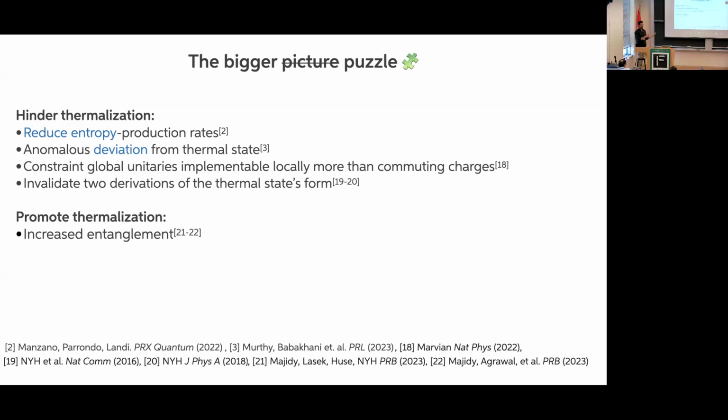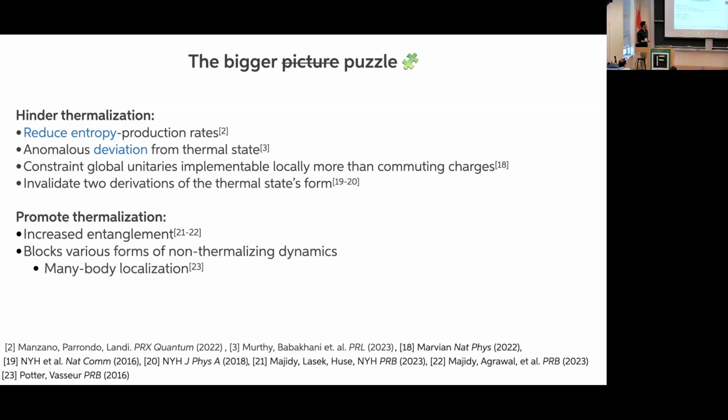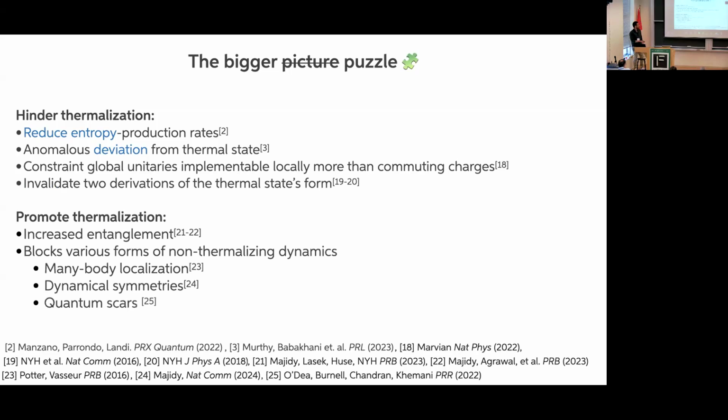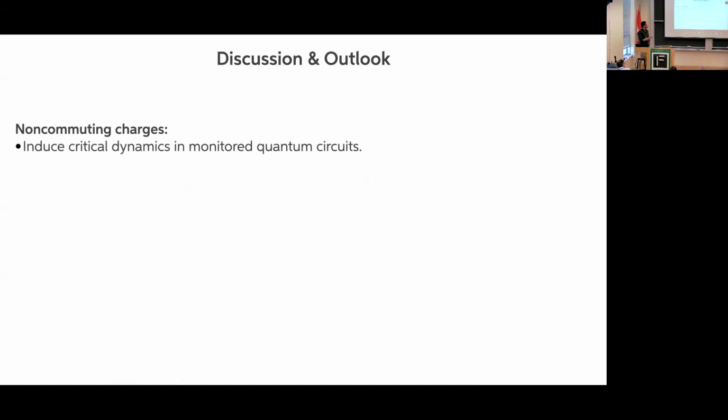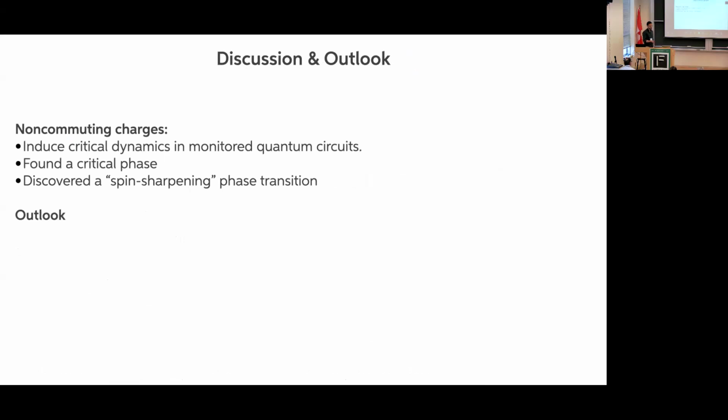On the other hand, we've seen the increased entanglement we talked about today. There's also the blocking of various forms of non-thermalizing dynamics. So there's many-body localization, this follow-up work with dynamical symmetries, another work related to quantum scars. And in this paper, we argue why this paper's results mean non-commuting charges block quantum scars. Okay, so in this work, we found that we induced critical dynamics in monomer quantum circuits. We found a critical phase and discovered a spin sharpening transition.